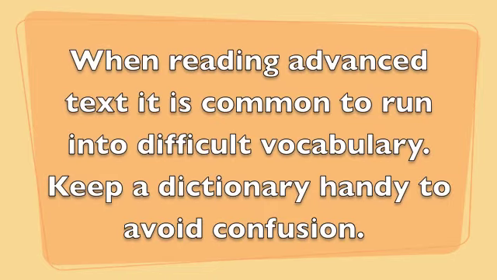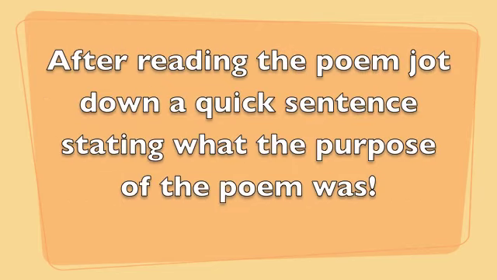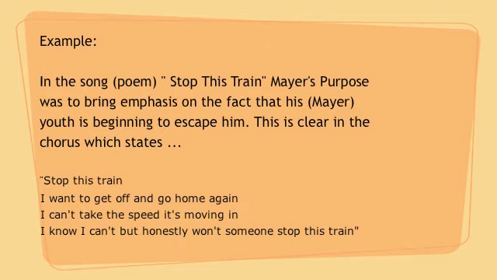A dictionary is a useful tool to have when reading a poem. Also, while reading, it might help to annotate the text. Marking down places of interest or even confusion can help in breaking down the meaning of the poem. After reading, jot down one sentence that sums up the purpose of the poem. An example for "Stop This Train" is that the purpose was to bring emphasis on the fact that Mayer's youth is beginning to escape him.